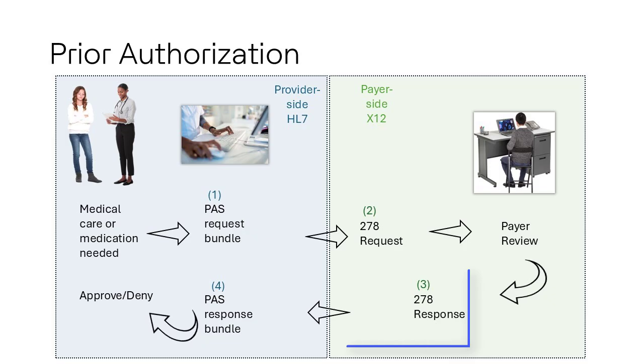HCL Link takes that 278 response, translates it into a FHIR PAS response, which is sent into Dr. Ross's clinical system. Dr. Ross gets an alert on her screen that the treatment is approved, perhaps even before Jackie leaves the exam room. The provider stays in their clinical workflow, the payer stays compliant with their administrative standards, and the patient gets quicker access to care.